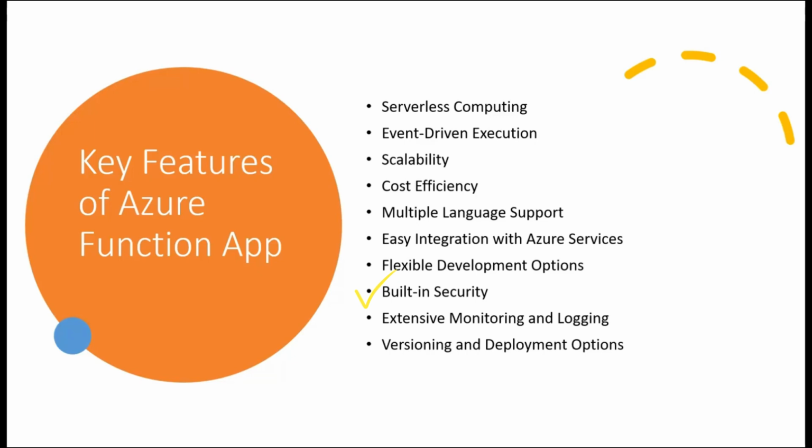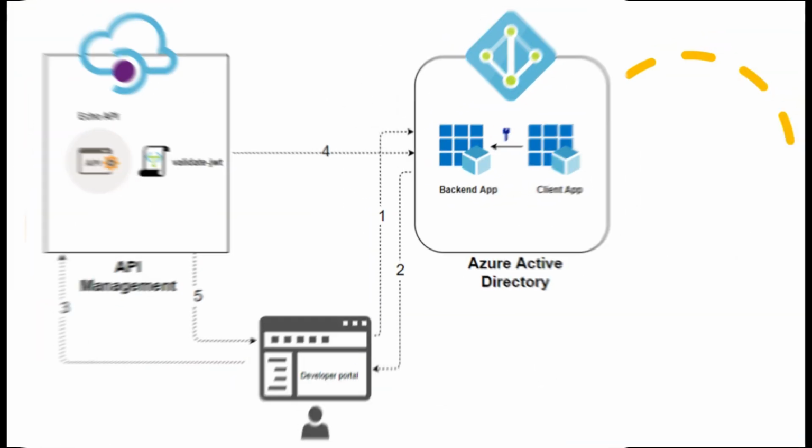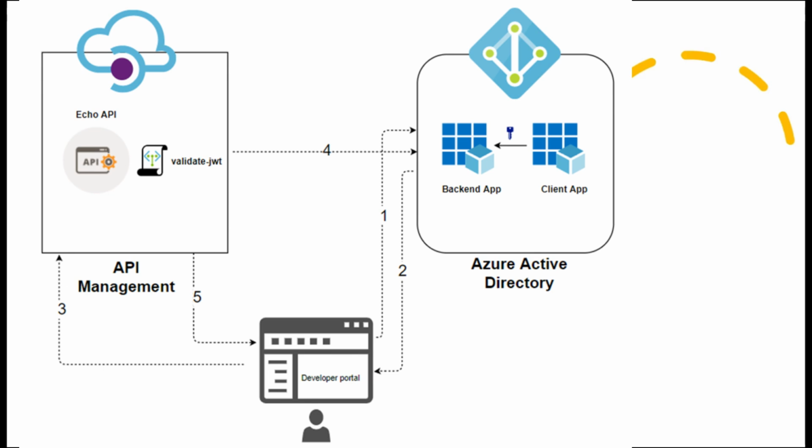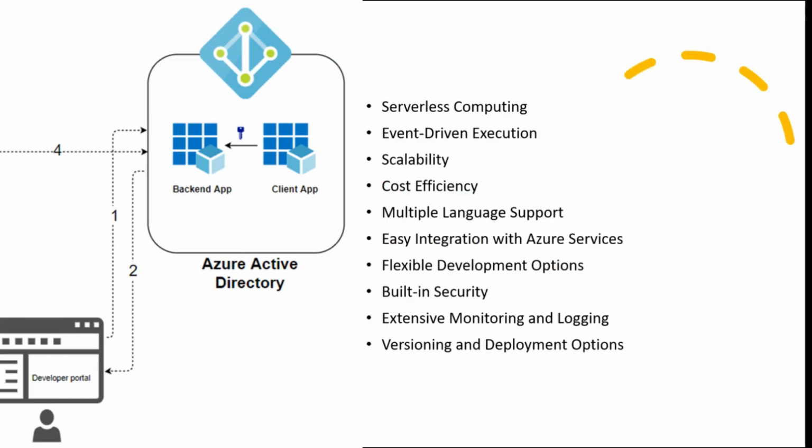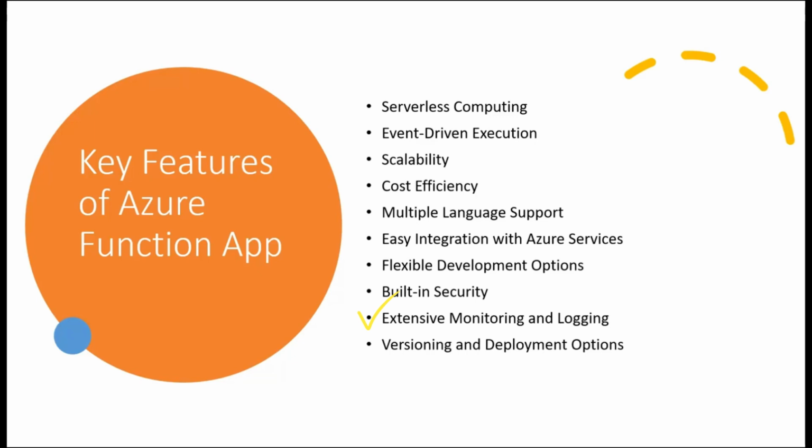Built-in security. Azure Function App comes with built-in security features like authentication and access control to keep your data safe and your code secure. Extensive monitoring. You get great monitoring tools with Function App, so you can track performance, view logs, and set up alerts to make sure everything runs smoothly. Versioning and deployment options. Managing different versions of your function app is easy, and you can deploy them however you prefer, whether that is through Azure Portal, Visual Studio, or other tools.